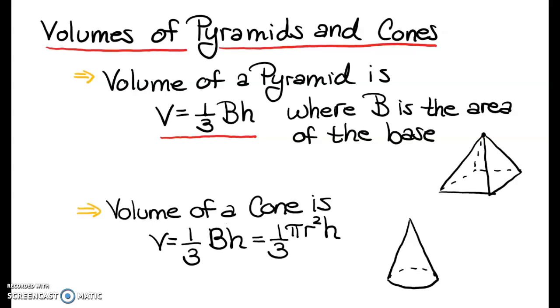All right, so previously when we were doing lateral area and surface area, we needed what was called the slant height. But in this case, we don't need the slant height anymore. We need the actual height of the pyramid.